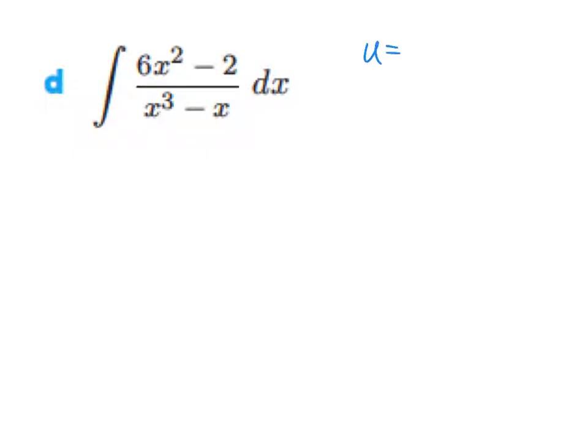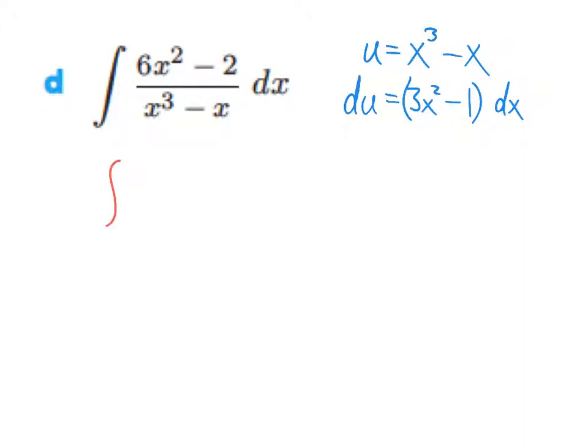So if u is x cubed minus x, what is the du going to equal? 3x squared minus 1 dx. Now, this is kind of interesting because notice what I've got. I don't have a 3x squared minus 1. What do I have? 6x squared minus 2, divided by 2. This one is a little bit different because we're not going to multiply by something and divide by something. We actually just need to factor.